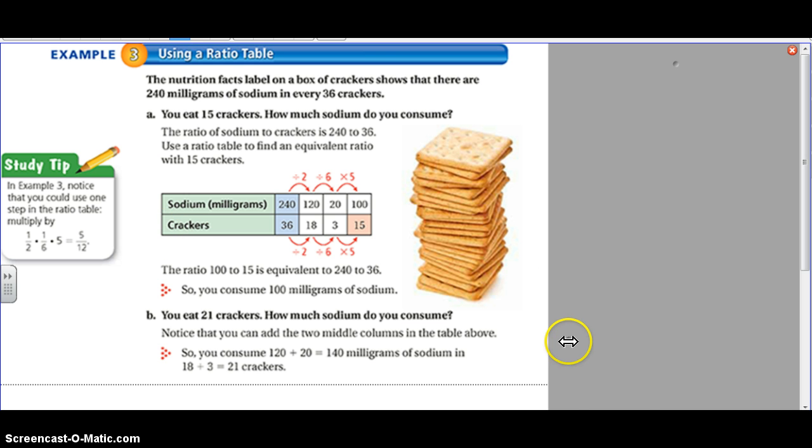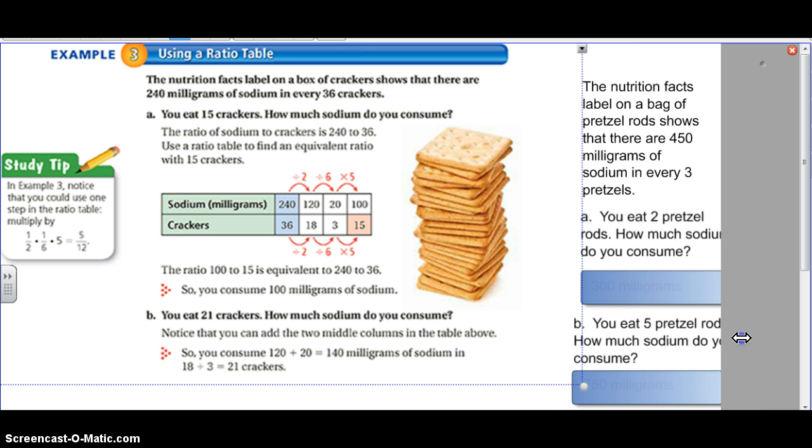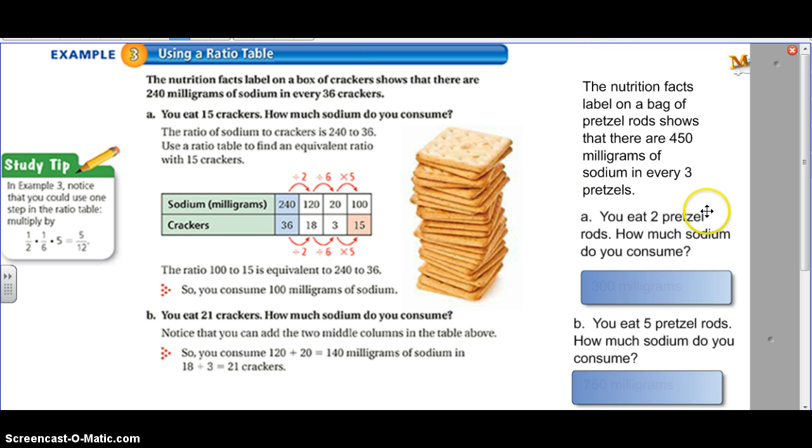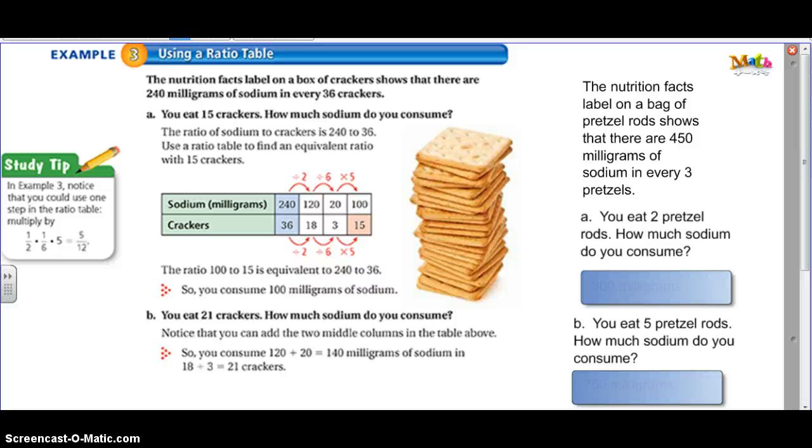All right, let's take a look at the examples. I should click that out of there. There we go. The first one is the nutrition facts label on a bag of pretzel rods. It shows that there are 450 milligrams of sodium in every 3 pretzels. You eat 2 pretzel rods. How much sodium do you consume? That's A. So please set up the chart for A.